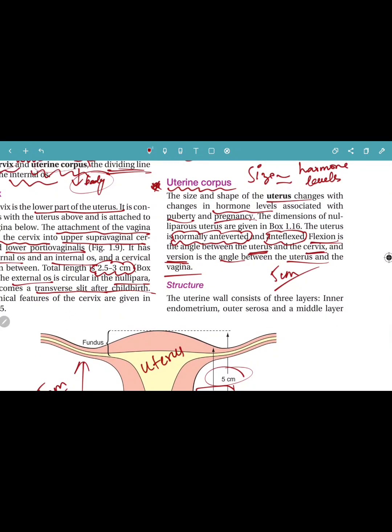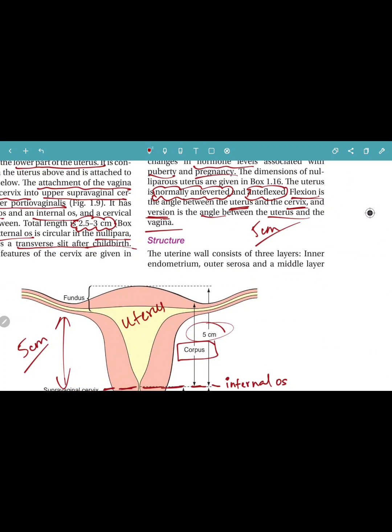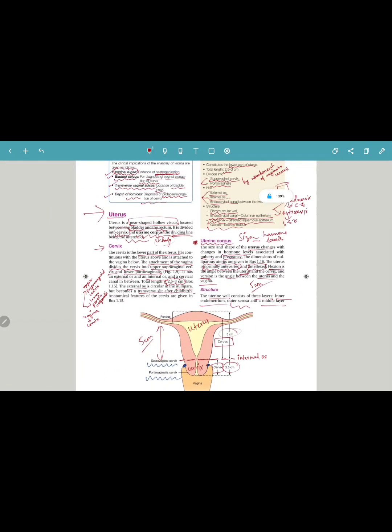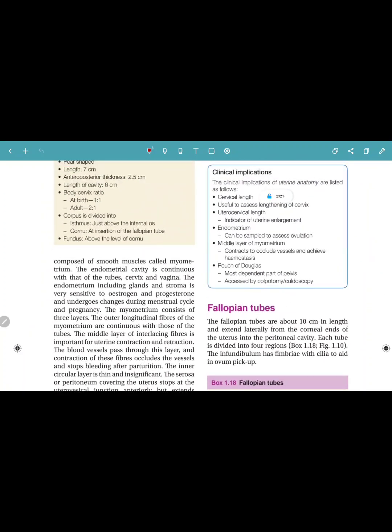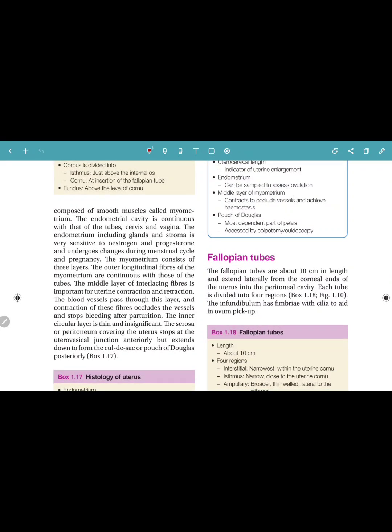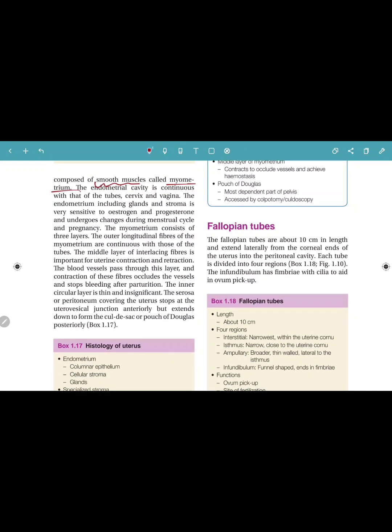If you look at the structure, the uterine wall consists of three layers: the inner endometrium, the middle layer of myometrium, and the outer serosa. The myometrium has smooth muscles. The endometrial cavity is continuous with that of the tube, cervix and vagina. The endometrium includes glands and stroma, is very sensitive to estrogen and progesterone, and undergoes changes during the menstrual cycle and pregnancy.